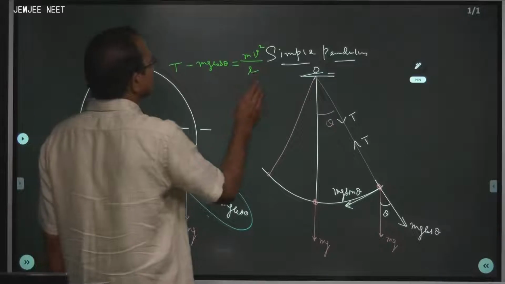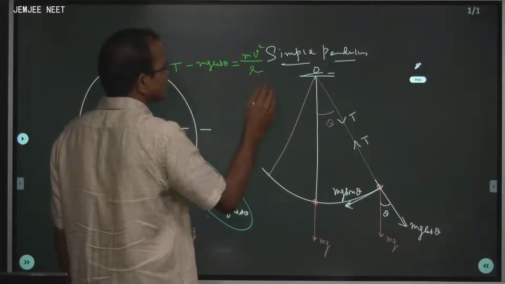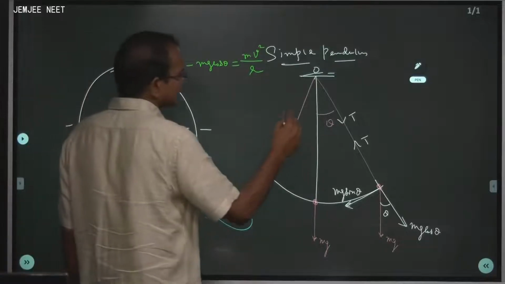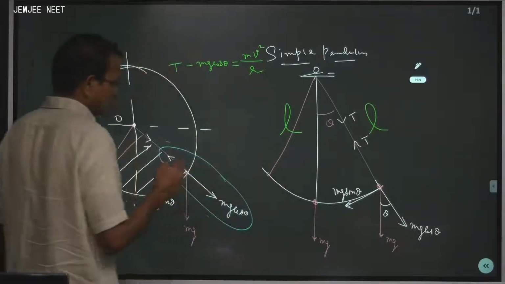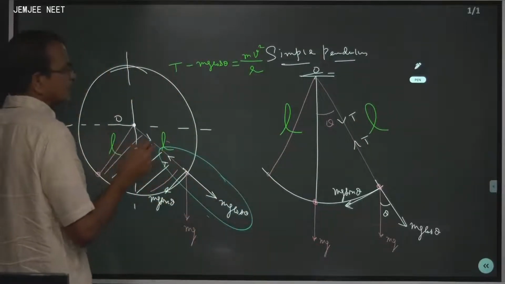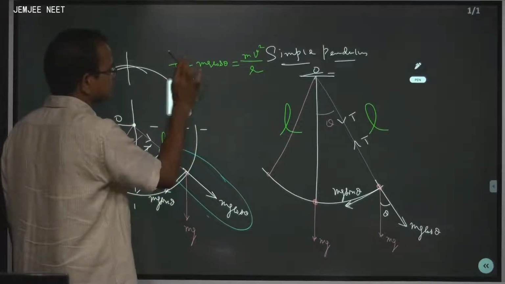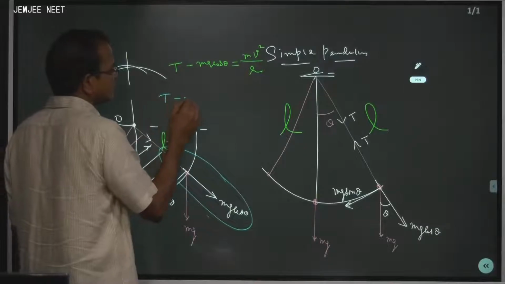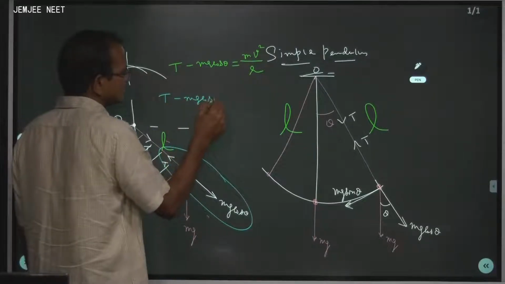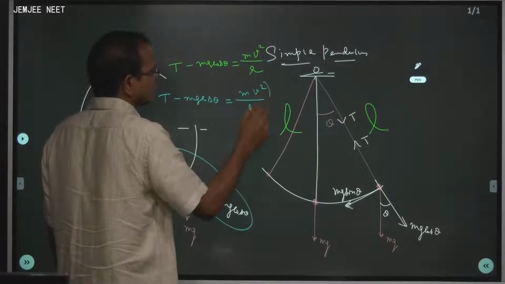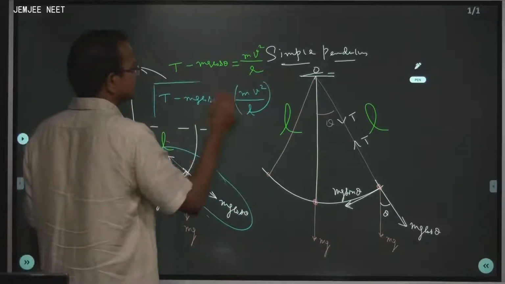Who is going to come for R? Who is the radius of the circle? Look here. L. So T minus mg cos theta provides mv square by L. Got it?